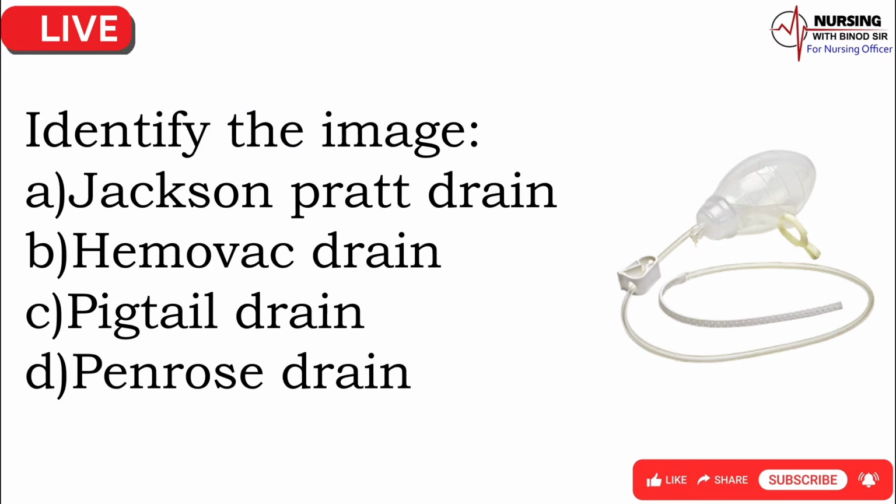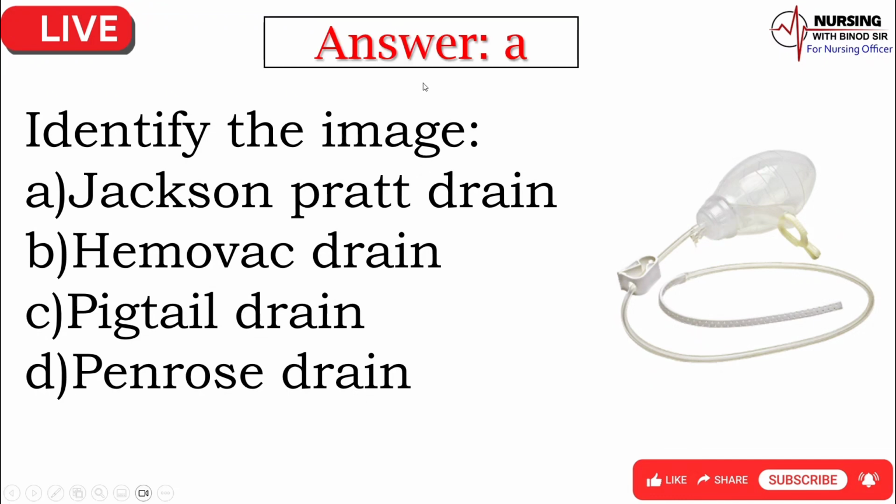Identify the image. A. Jackson-Pratt drain. B. Hemovac drain. C. Pigtail drain. D. Penrose drain. The correct answer is A option, that is Jackson-Pratt (JP) drain. Explanation. A Jackson-Pratt (JP) drain is a medical device commonly used after surgical procedures to prevent fluid accumulation and promote proper healing. It consists of a flexible silicone tube connected to a bulb that creates gentle suction when compressed.